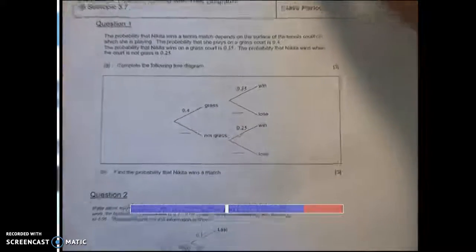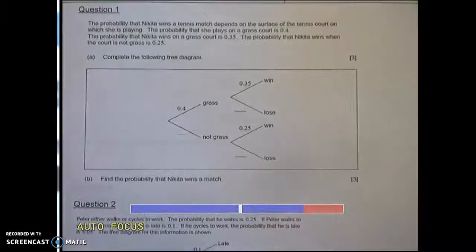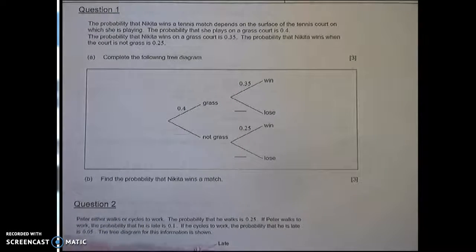So I just want to show you a bunch of these tree diagram problems that have appeared on past IB exams. The probability that Nikita wins a tennis match depends on the surface of the tennis court on which she is playing. The probability that she plays on a grass court is 0.4, or 40%. The probability that Nikita wins on a grass court is 0.35. The probability that Nikita wins when the court is not grass is 0.25, or 25%. Complete the following diagram.